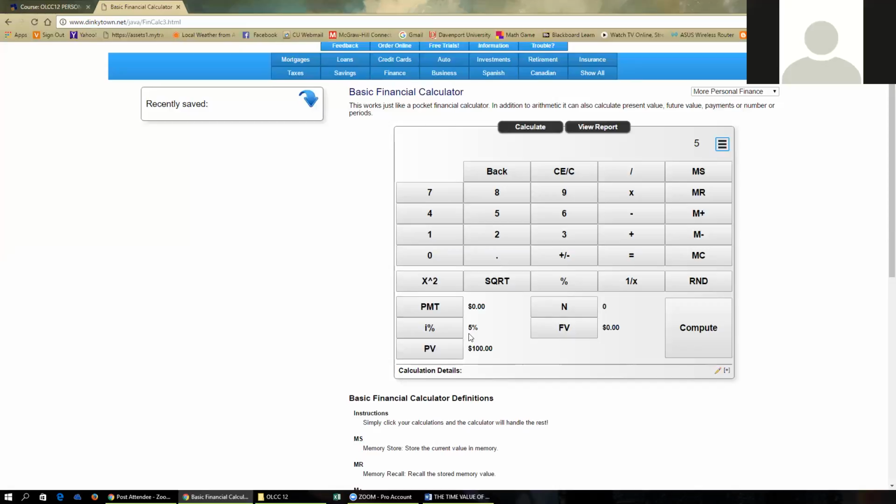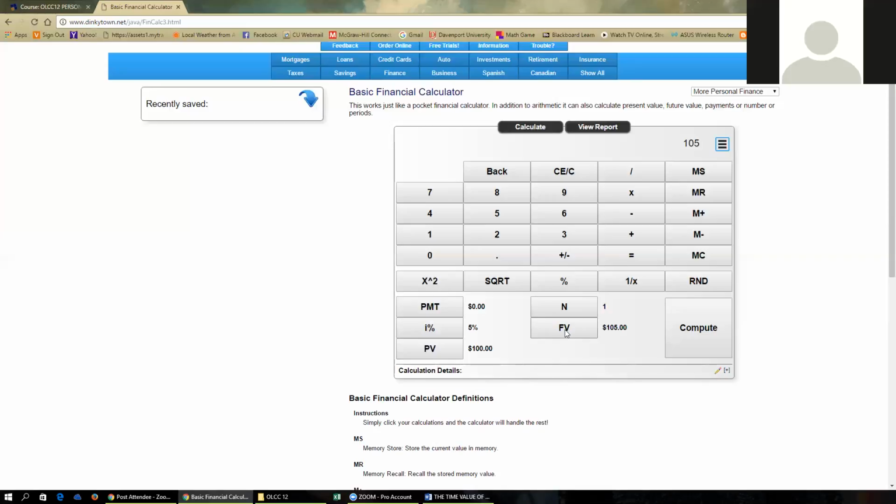Now I need to tell the calculator how many years I'm going to keep this money in the bank. I want to know how much I'll have after 1 year. So I'm going to 1, and N is for number of years. So that's all I need to tell it. $100 at 5% interest for a year. And I'll say, compute, what do I want to know? I want to know the future value. I'll have $105, which we already kind of figured out.